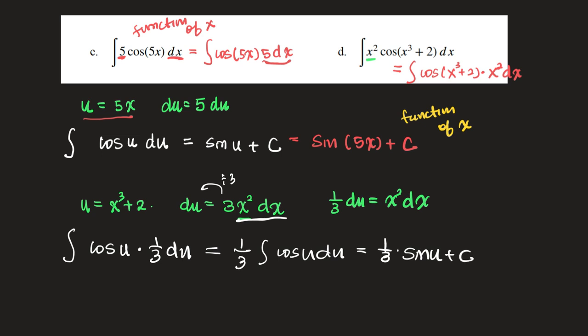What is u? One more time. This one is 1 over 3 sine of, what is u? x cubed plus 2, plus c. Guys, make sure of it, please, guys.